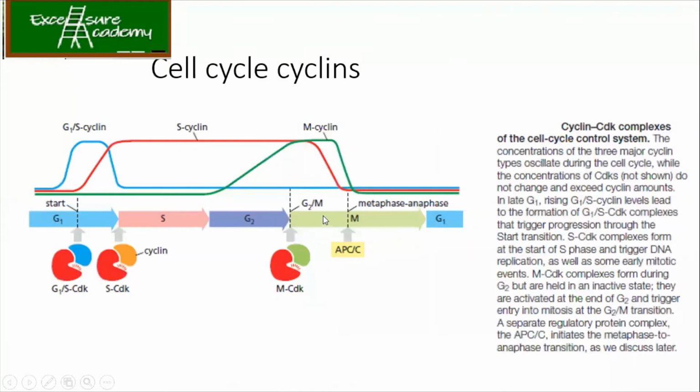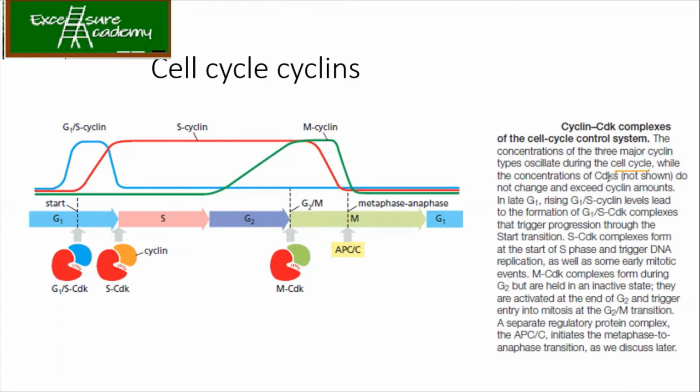Now cell cycle cyclins. This is also very, very important for you to understand the graph, because this is what comes for the exam. Okay. Let's go slowly and understand this. So this is the cyclin CDK complexes of the cell cycle control system. So the concentration of the 3 major cyclin types oscillate between the cell cycle.